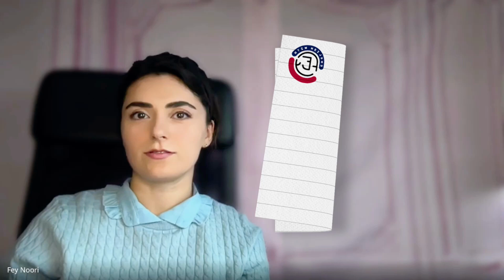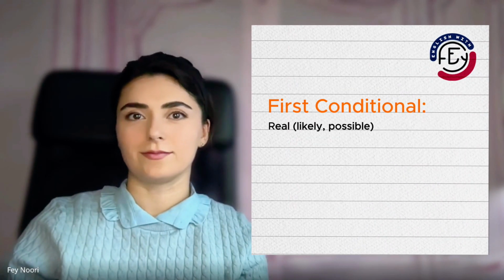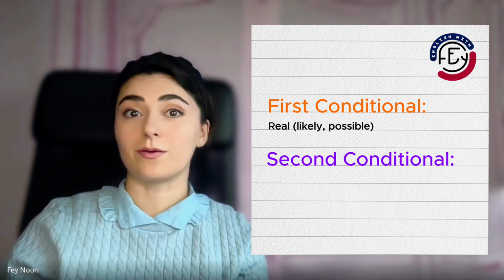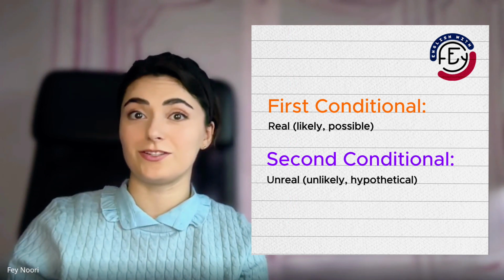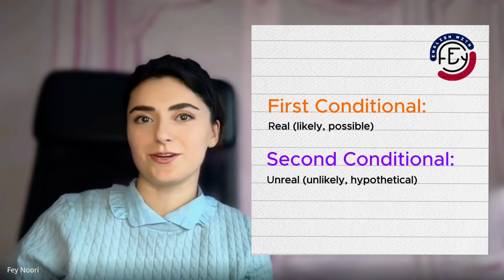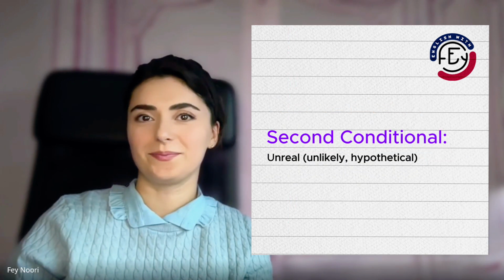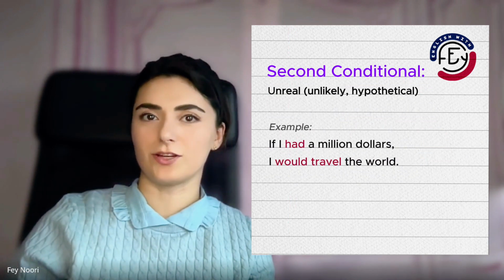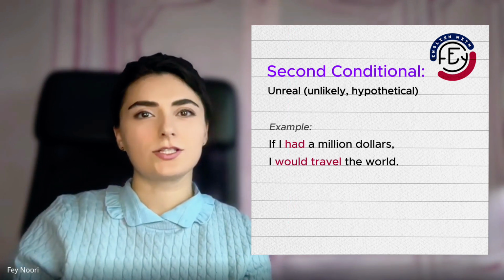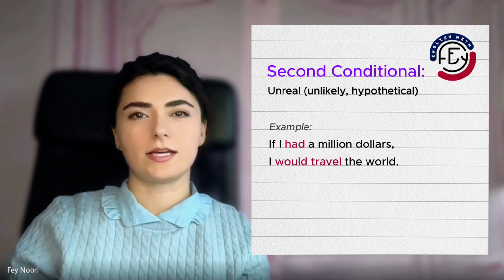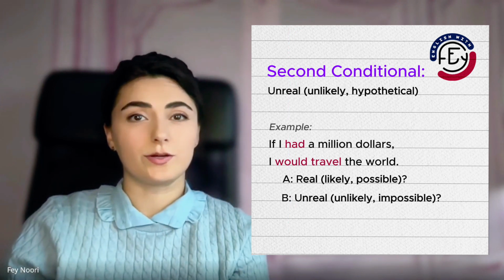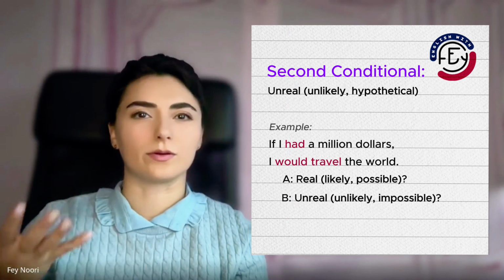Remember our questions, real or unreal, present or the past? Now, the second conditional is used to talk about imaginary or unreal situations in the present or future and their imaginary results. Let's see how. If I had $1 million, I would travel the world. Let's talk about the questions. Is this real or unreal? Are we talking about a real situation or an imaginary, hypothetical, or unreal situation?